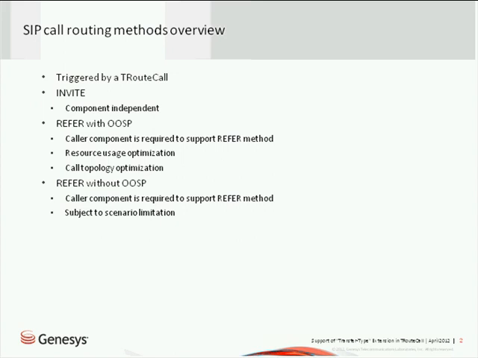At the implementation level of this request in SIP Server, there are actually 3 ways to do that at the SIP layer. The first one is invite. Another one is refer with getting out of the signaling path. And the third one is refer without getting out of the signaling path, meaning that after sending this refer, SIP Server is still in the signaling path.